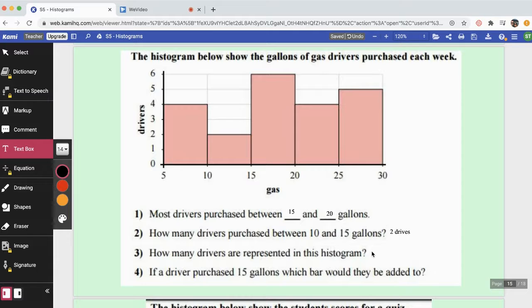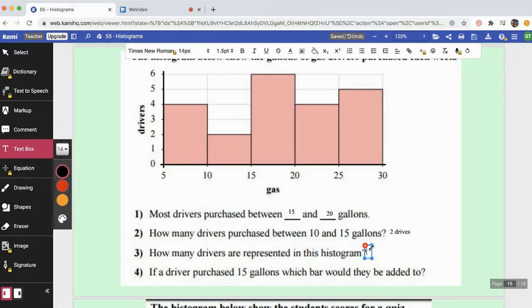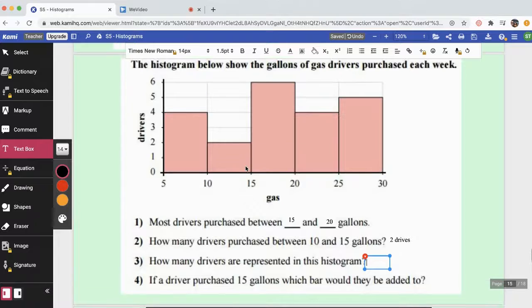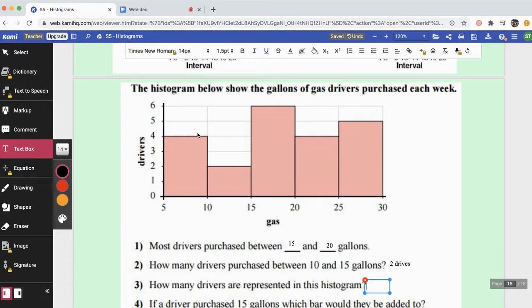How many drivers are represented in the histogram? So I'm going to count up the number of drivers that each bar represents and find out. So I have 4 and 2, which is 6, plus another 6 right here is 12, plus 4 right here is 16, plus 5 right there is 21. So this represents 21 drivers.